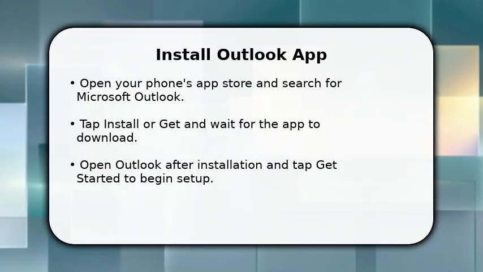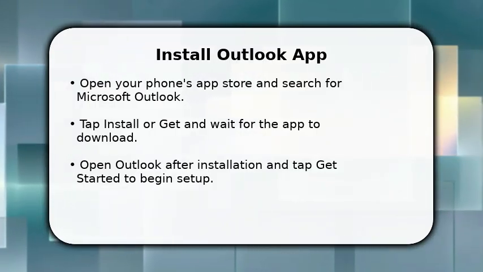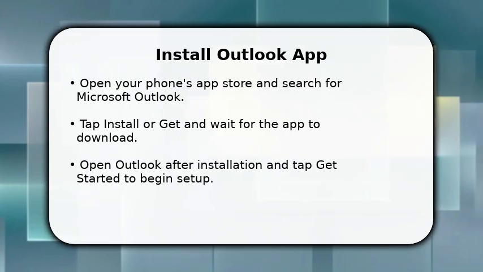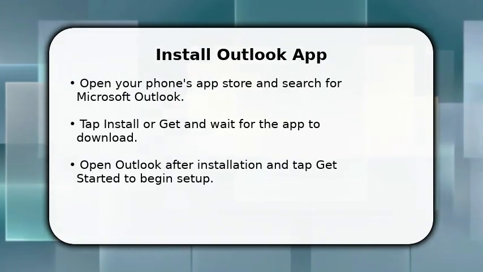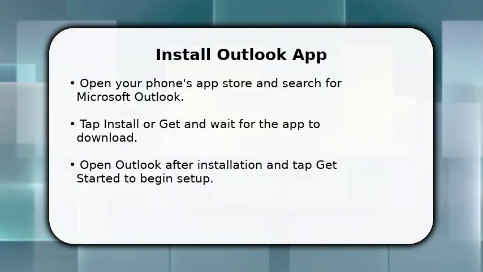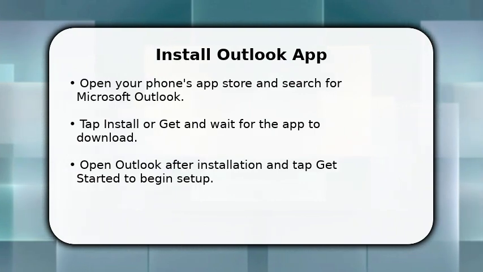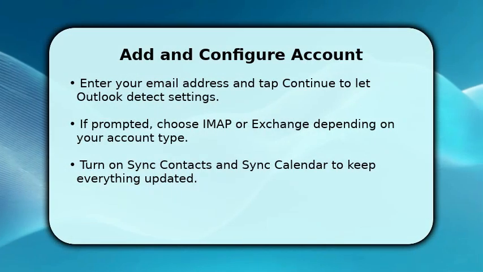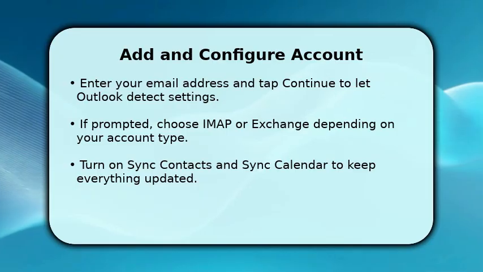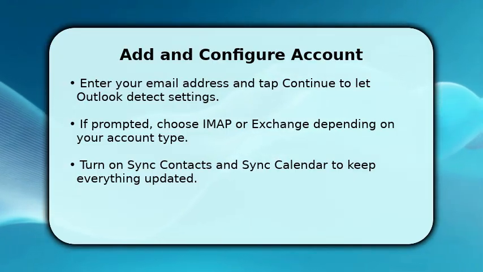If you use an organizational account, choose Work or School and follow any extra authentication steps. Grant the app permissions for calendar and contacts when the prompts appear so sync works correctly. Enter your email address and tap Continue to let Outlook detect settings. If Outlook finds settings automatically, confirm them and enter your password when requested.